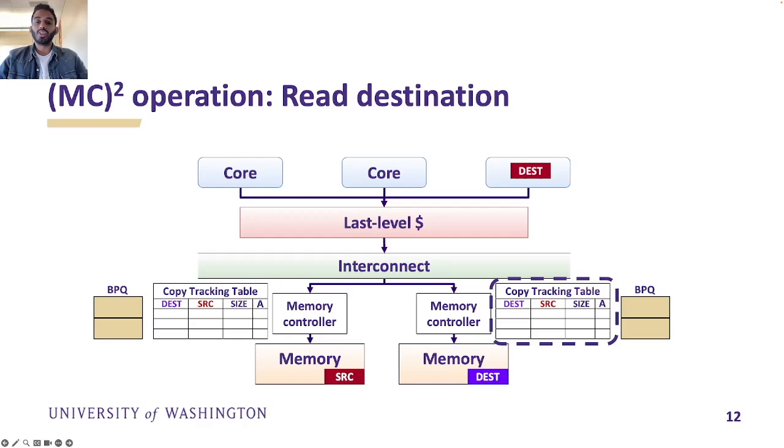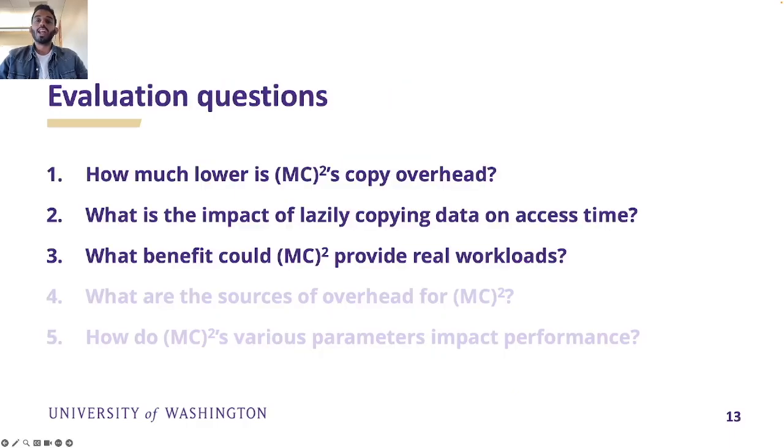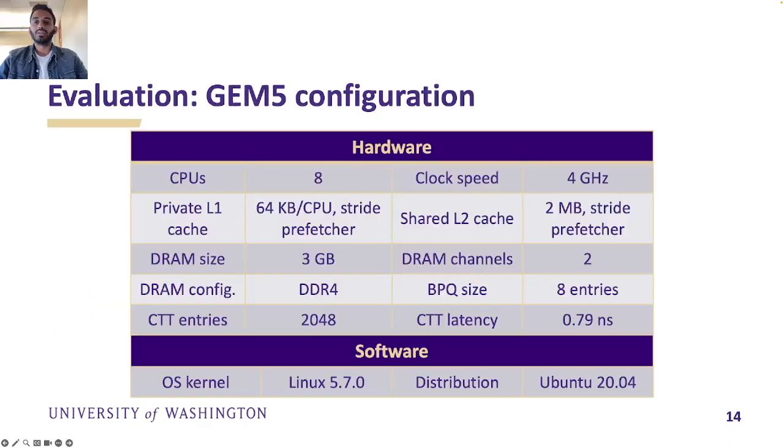In our paper, we also detail how reads to the source and writes to the source and destination buffer are performed. We now have a few questions that we wish to quantify in our evaluation. Namely, how much lower is MC-square's copy overhead? What impact does it have on access times? And what benefit could MC-square provide real workloads? In our paper, we also answer a few more questions that we won't be able to cover here.